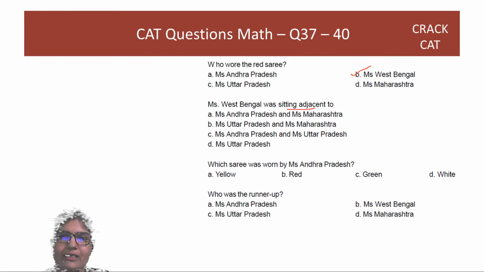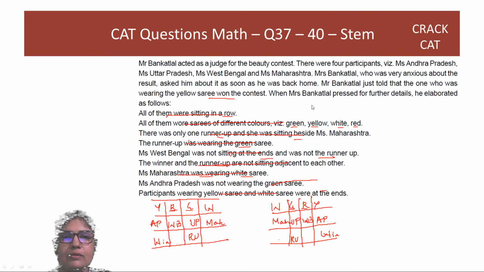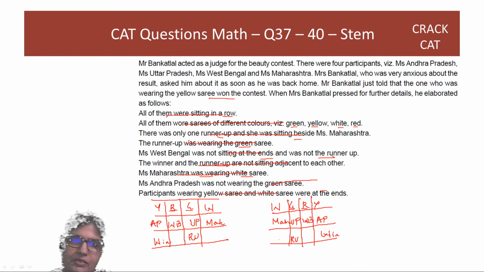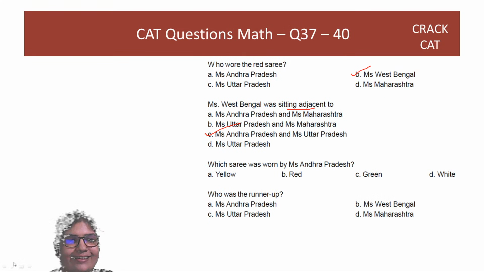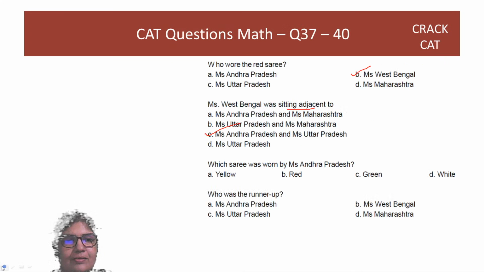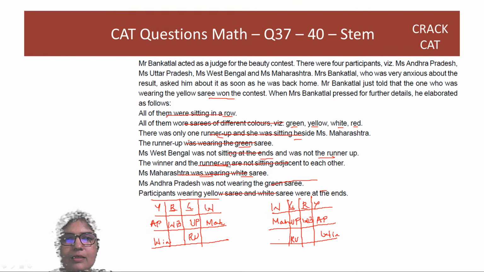West Bengal was sitting adjacent to. So if you look at both scenarios, West Bengal is always between AP and UP, AP and UP, right? Which sari was worn by AP? The winner sari, the yellow sari. Who was the runner-up? So runner-up was Uttar Pradesh.